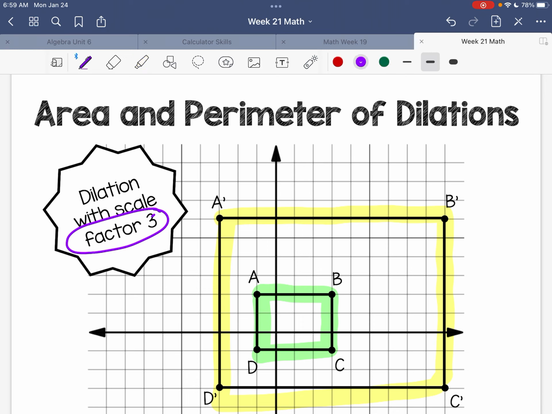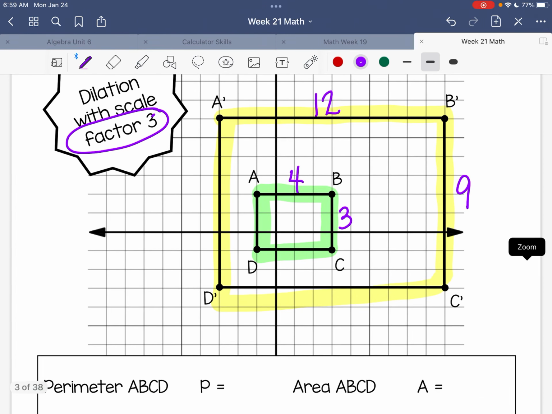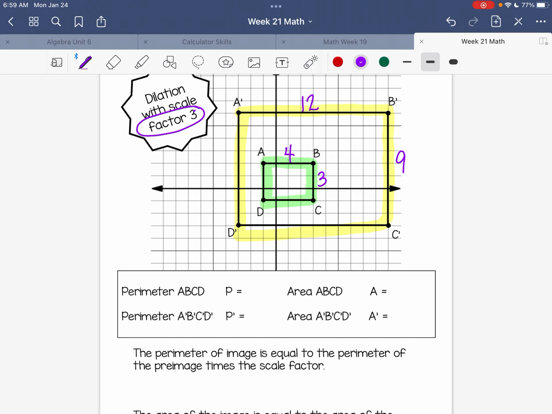So the original rectangle has a length of 4 and a width of 3. When you multiply both of those numbers by 3, the scale factor, you get a length of 12 and a width of 9 for the new rectangle. And let's talk about what happens to their area and their perimeter.